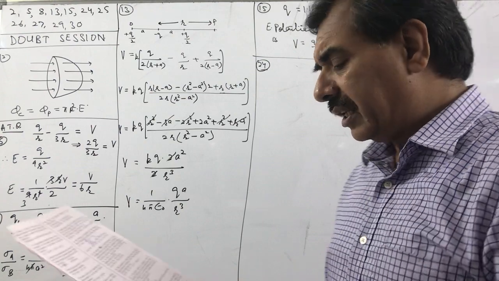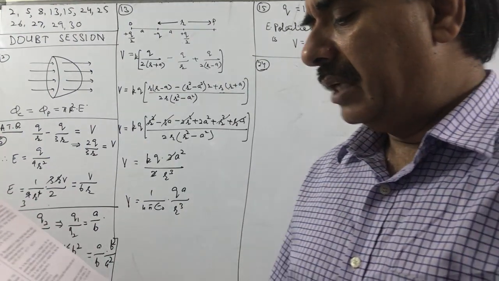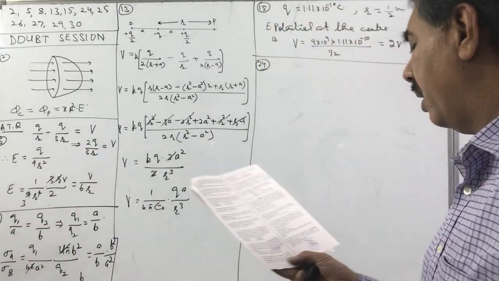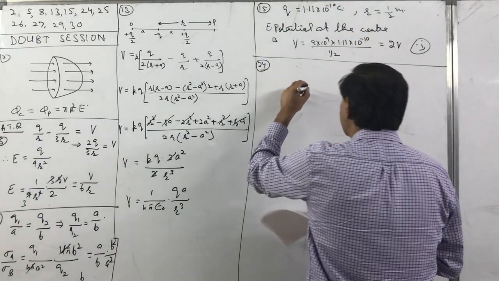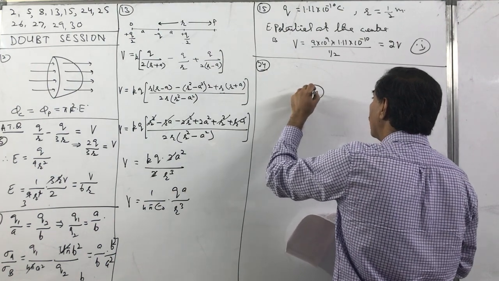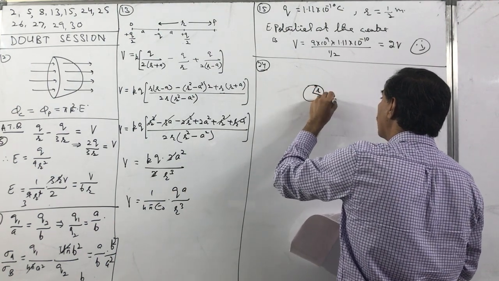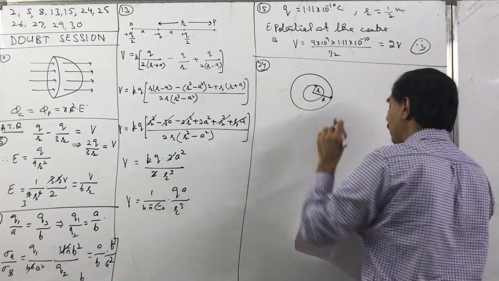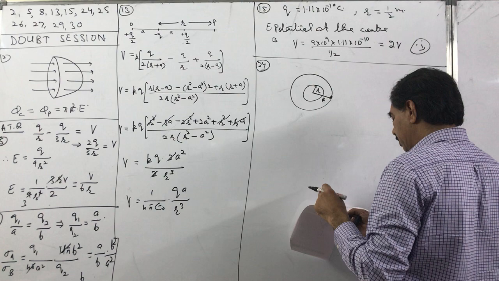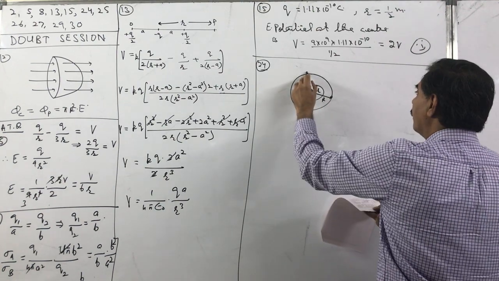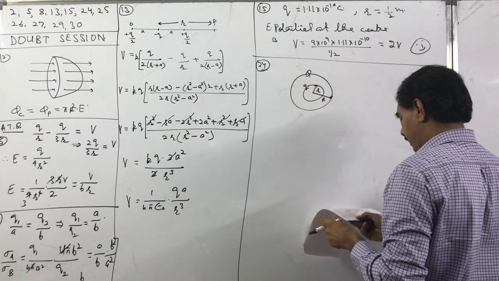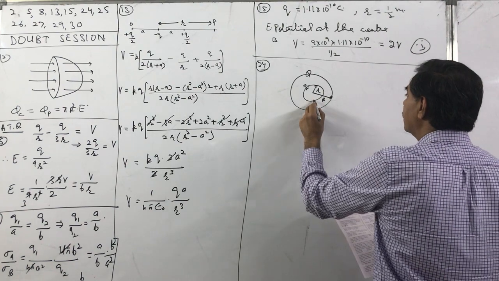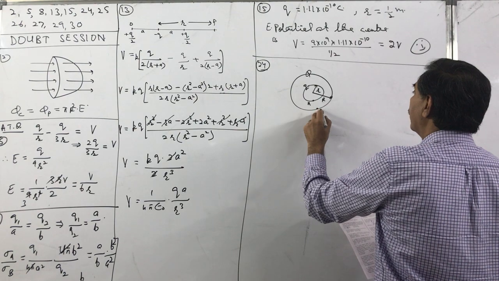We have question number 24. He said a small conducting sphere of radius r is lying concentrically inside a big hollow conducting sphere of radius R. The bigger and smaller spheres are charged with Q and q. You have charge Q here, you have charge q here, and they are insulated from each other. The potential difference between the spheres is, this is the point A, this is the point B.